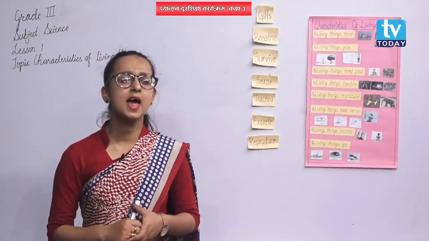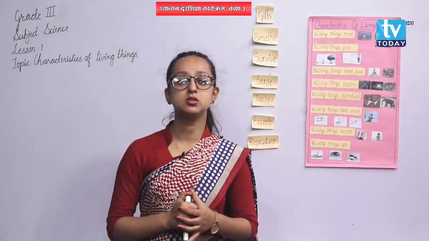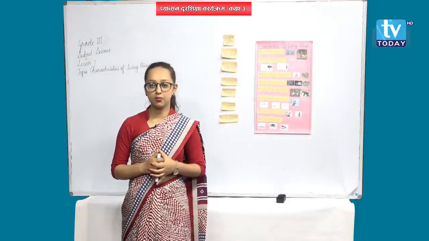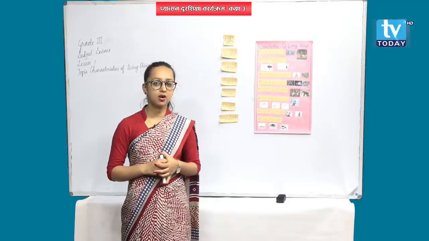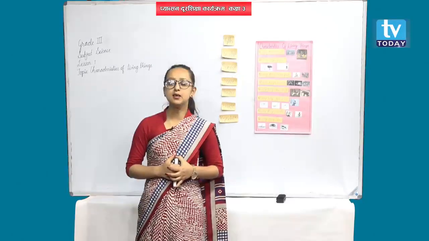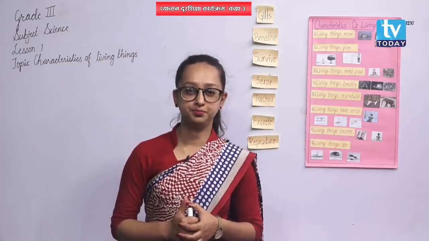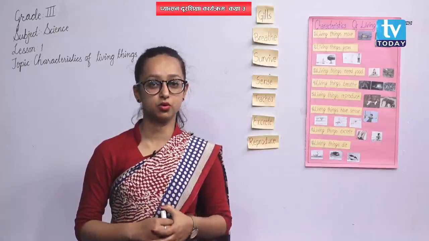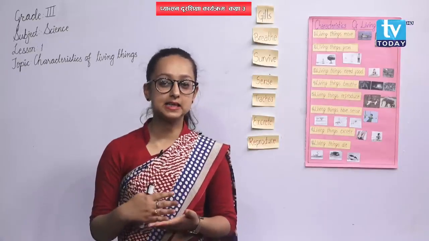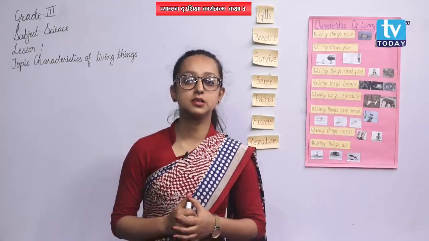In a similar way, animals also grow. A puppy grows into a dog. A calf grows into a cow. So this is how living things grow as well. But think of non-living things. Have you seen non-living things growing? No. Non-living things do not grow because growth is seen in living things only. Living things grow is the second characteristic that we have just discussed.